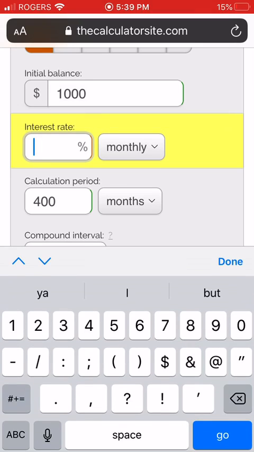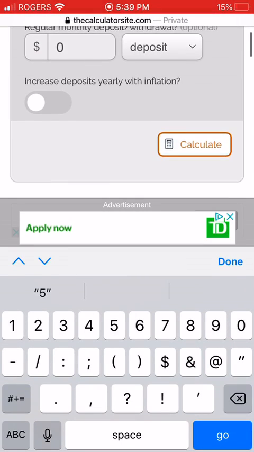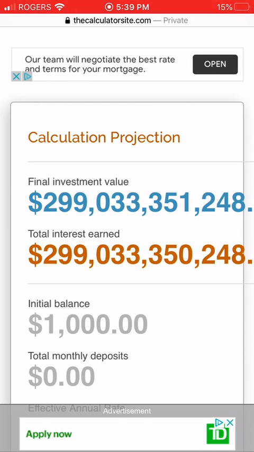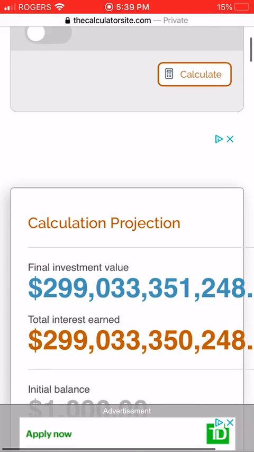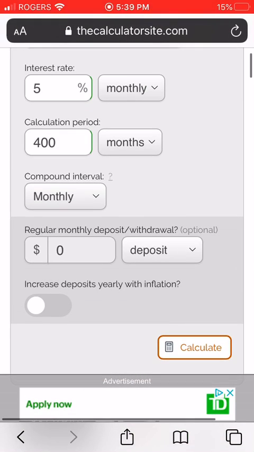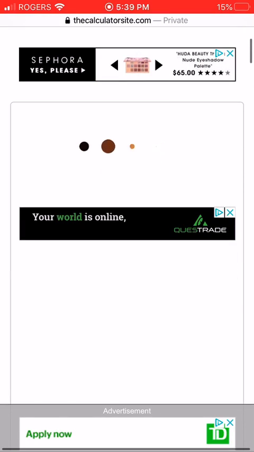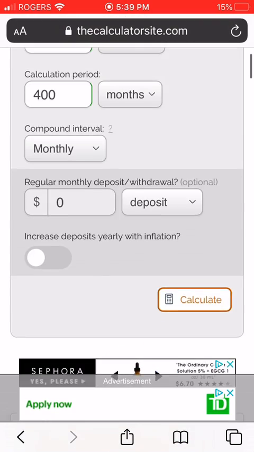Now let's put 5%, okay? 5%, all right? 299 million. Dang, you're almost a billionaire at that level. Dang. So that's the way you got to do it. 5% might be hard to do every day, you might have some losses, but 2%, 2.75 million.